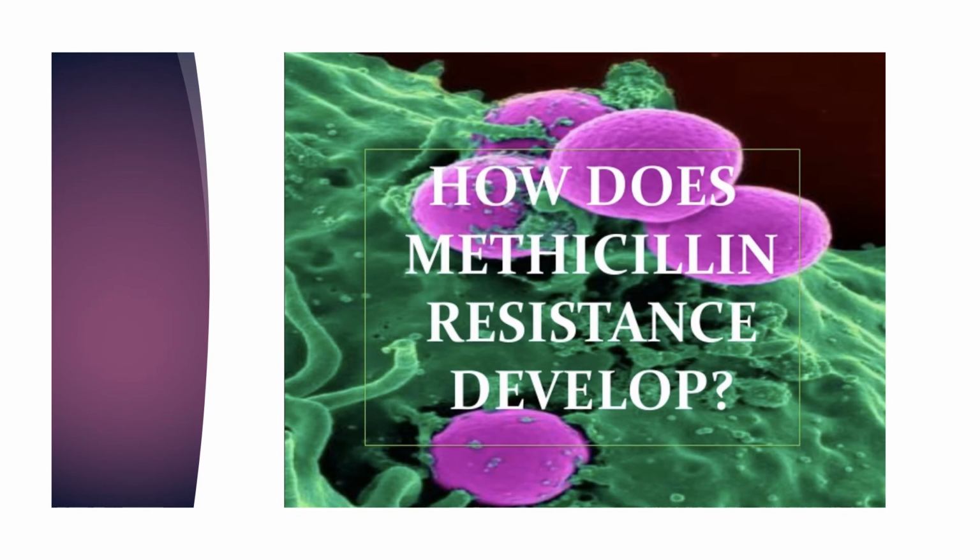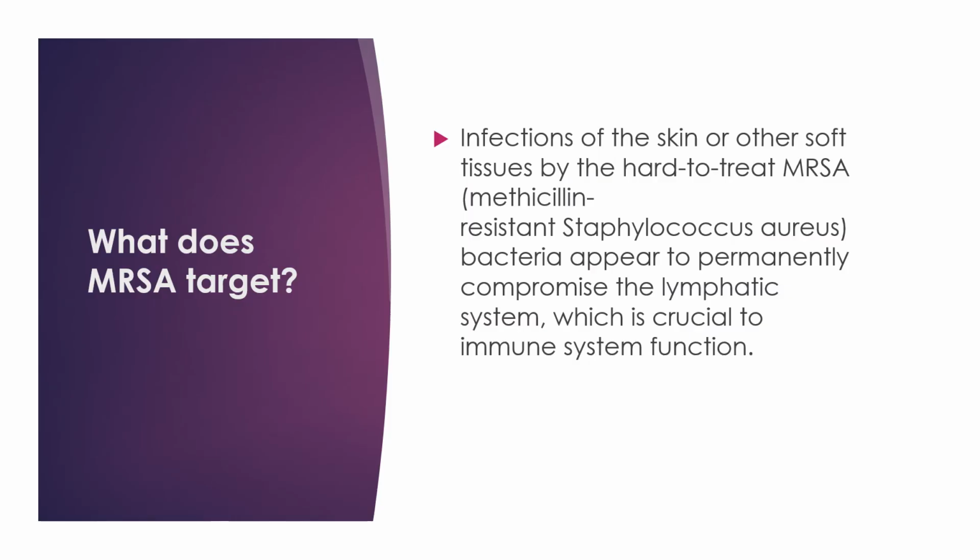How does methicillin resistance develop? What does MRSA target? Infections of the skin or other soft tissue by hard to treat MRSA, methicillin resistant Staphylococcus aureus bacteria, appear to permanently compromise the lymphatic system, which is crucial to the immune system function.